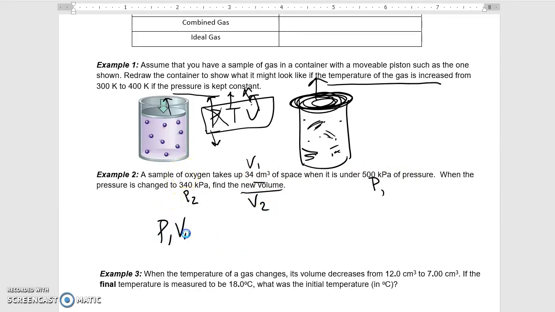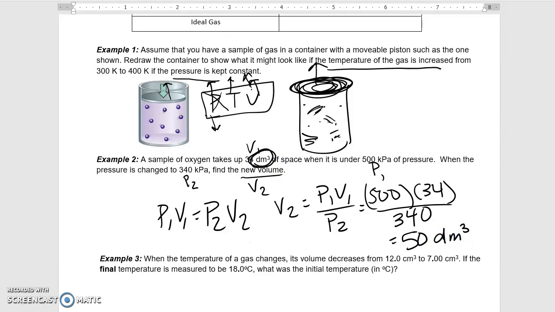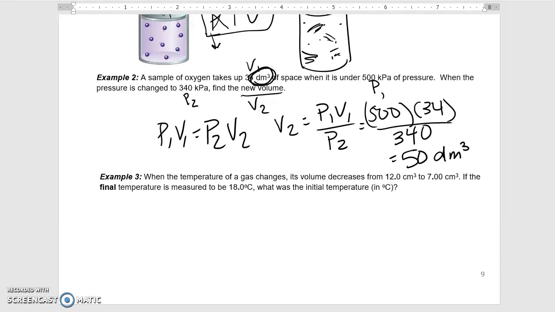So I'm going to write out Boyle's law, and I'm solving for V2. V2 is equal to P1 V1 over P2. So then I'm plugging things in. P1 is 500, V1 is 34, P2 is 340. And at that point, you're just calculating. So 500 times 34 divided by 340 means you should have 50. And then your unit's going to match the original volume again, so decimeters cubed. Okay, so there's nothing really new. It's just I'm not telling you which law to use. I didn't tell you to use Boyle's, but if you label them as you go through the problem, it should be pretty easy. Let's try another one.